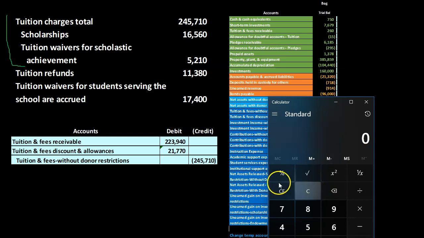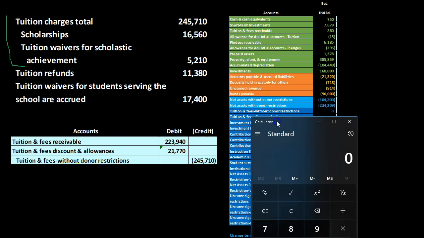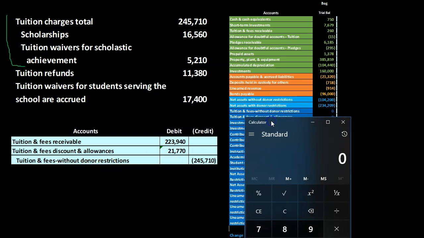Okay, so we're going to take this $245,710, subtract out the $16,560 and the $5,210. That gives us $223,940. That's the amount that the receivable will be increasing by. That's the amount of money that we actually expect to receive. Then the difference between that and the tuition fees without donor restrictions, which is our revenue account. So the revenue account, in other words, is going to be increasing by the total of $245,710. So that's going to be a credit of $245,710.